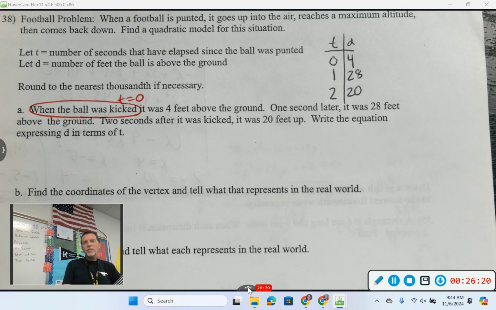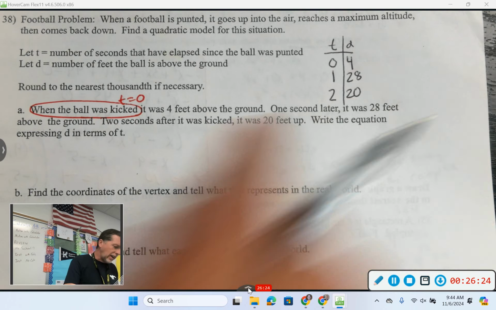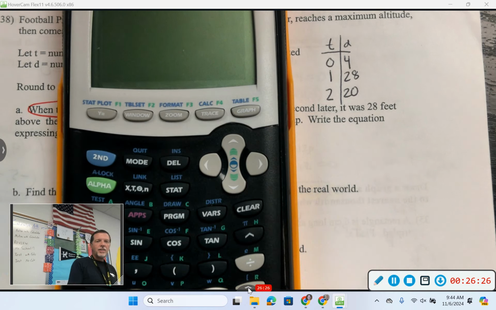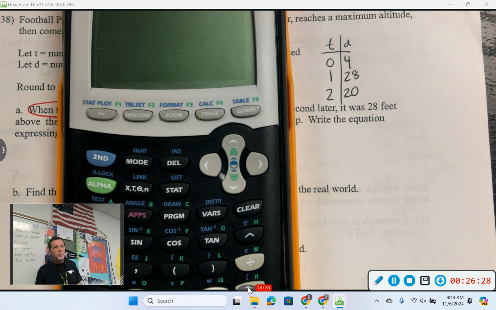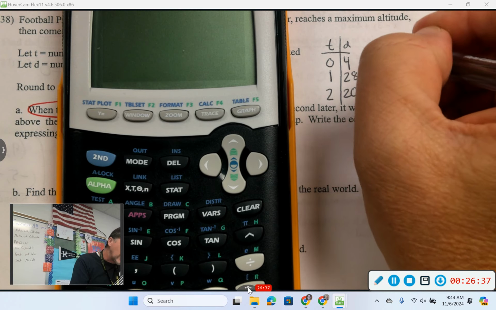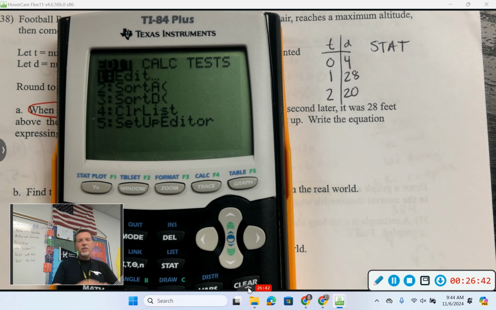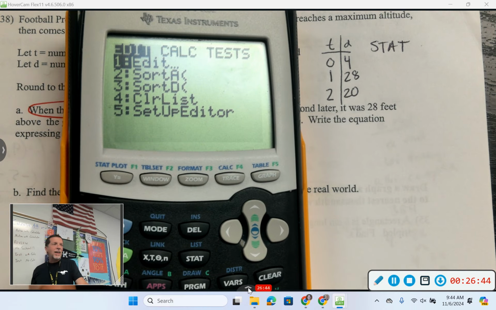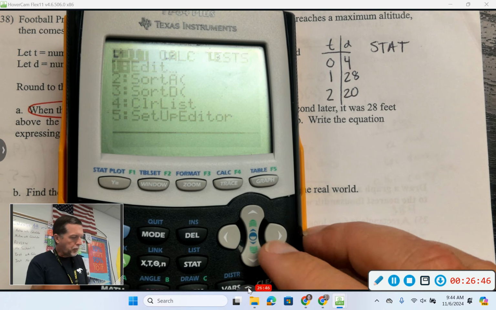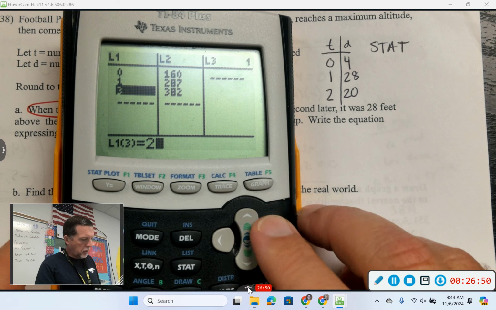Okay, so this is where I want to fit a quadratic to my data. So I got to know what button to push. What's the most important thing to remember? Which button do I push? Stat. If you can remember stat, you can probably figure out the rest. So hit stat, and then you get all these options where you're like, oh yeah, edit. I need to edit a list. I need to put a list in there. And there's some points already in there from something, but that's all right.